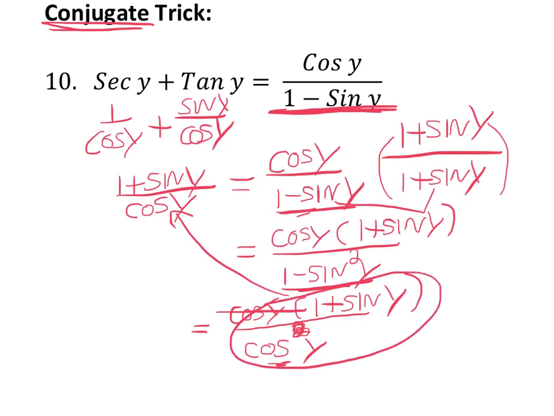So we work with both sides, and once we hit a dead end, then you want to multiply by the conjugate. And you'll see that a lot. 1 minus sine times 1 plus sine gives us 1 minus sine squared, which is cosine squared. So you're going to see a lot of these problems that look the same. If nothing works, you can try this little trick of multiplying by the conjugate.